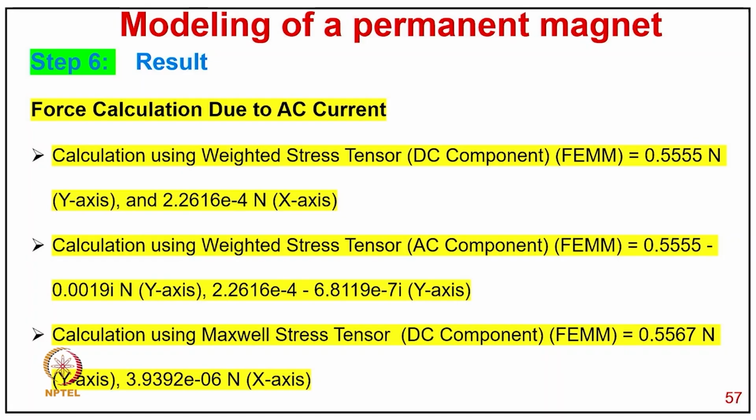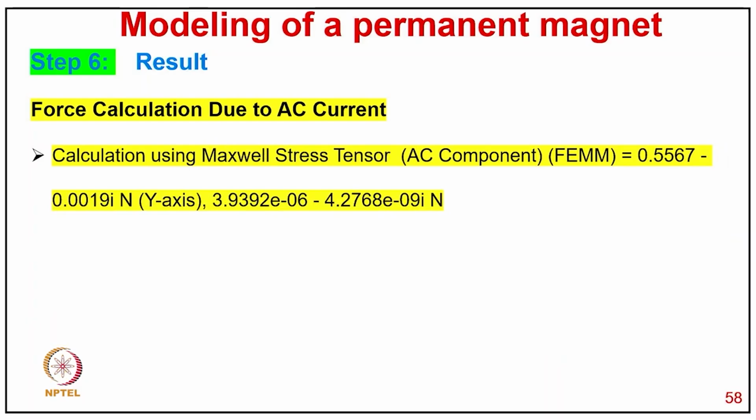Calculation using the Maxwell stress tensor: the DC component is 0.5567 Newton in the y-axis and 3.939 e to the power minus 6 Newton for the x-axis. And typically the calculation using Maxwell stress for the AC component is equal to 0.5567 minus 0.0019 i Newton in the y-axis, and 3.9392 e to the power minus 6 minus 4.278 into 10 to the power minus 9 i Newton.